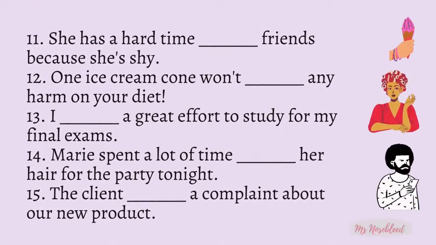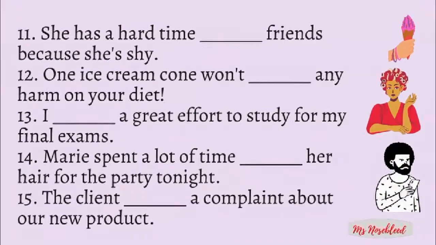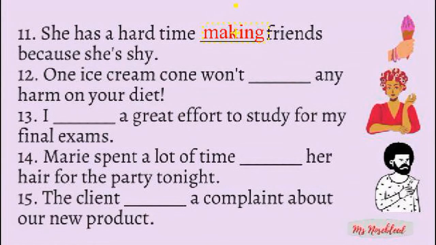Okay, last 5. Number 11, she has a hard time friends because she's shy. What do you think? Yes. She has a hard time making friends. Okay? Number 12, 1 ice cream cone won't make or do? Very good. Do any harm on your diet.